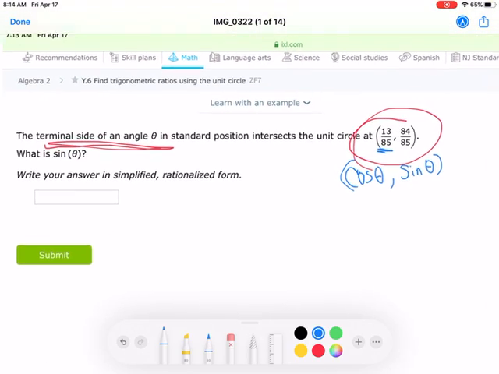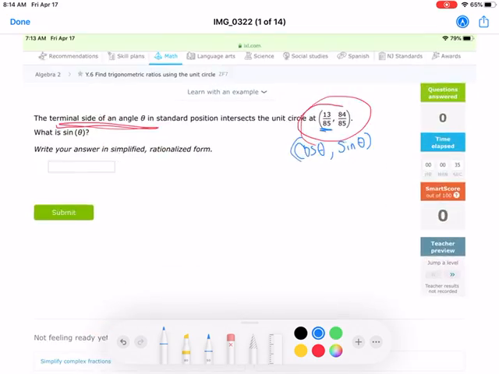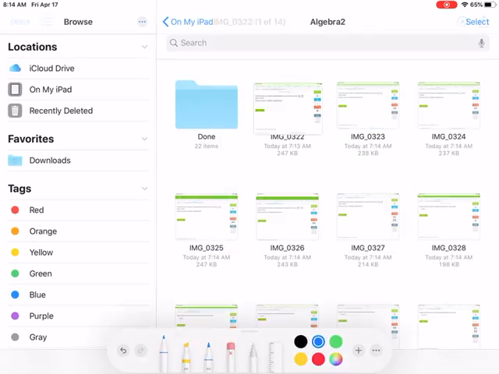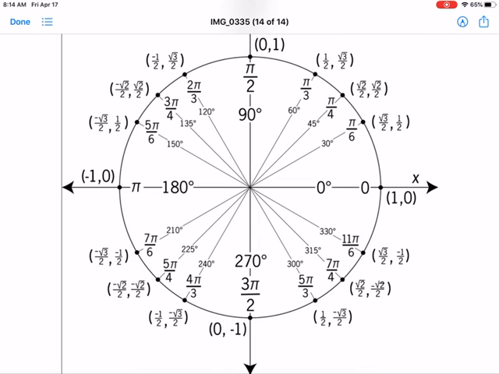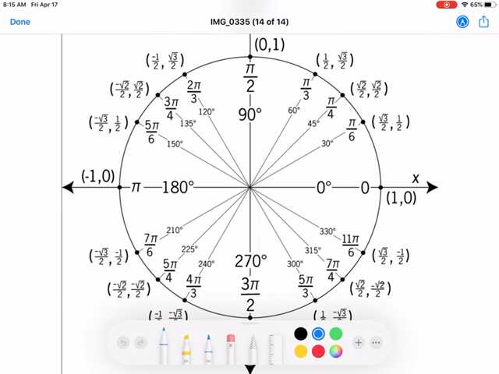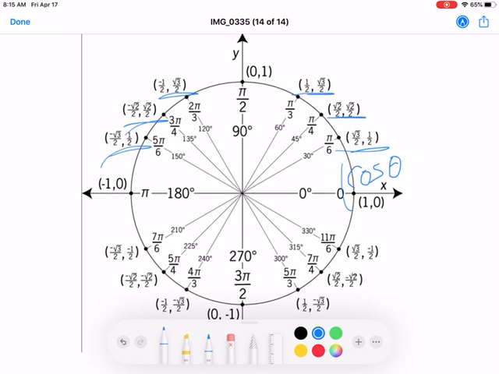If you didn't get the unit circle, I have it here. Here's the unit circle. As you can see, there's a whole bunch of coordinates all over this thing. Those are coordinates, and they're all in the format of cosine, sine. Every single one: cosine theta, comma, sine theta.